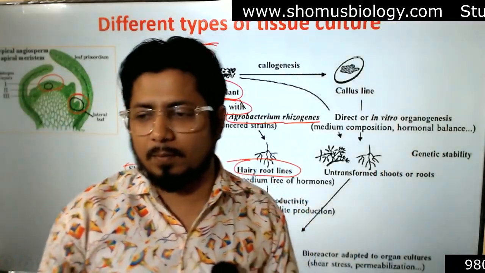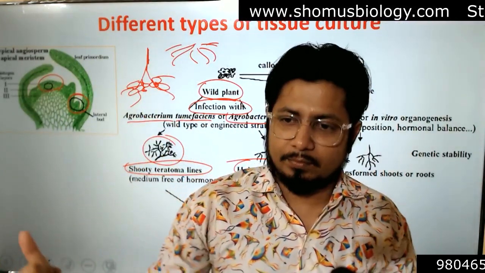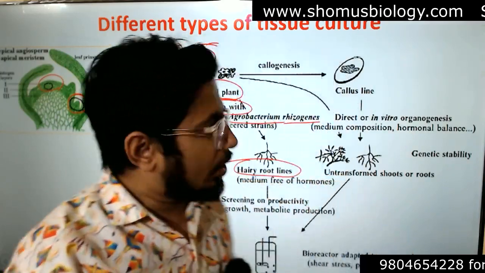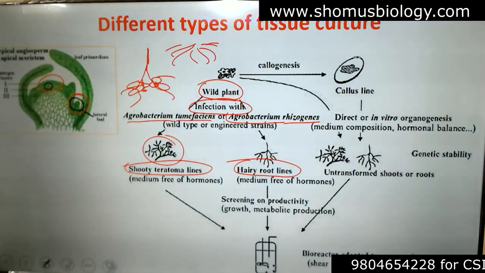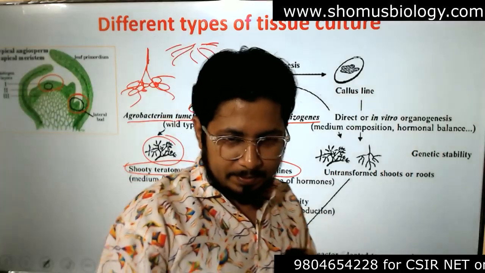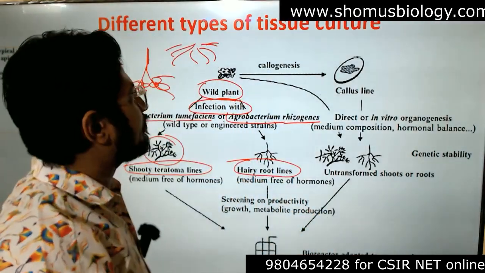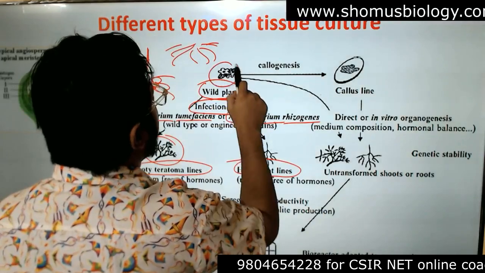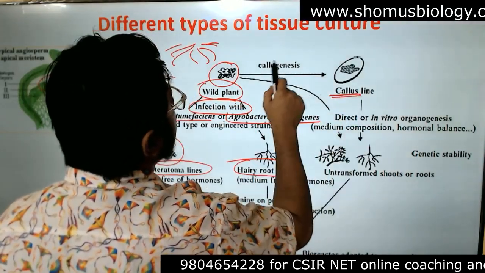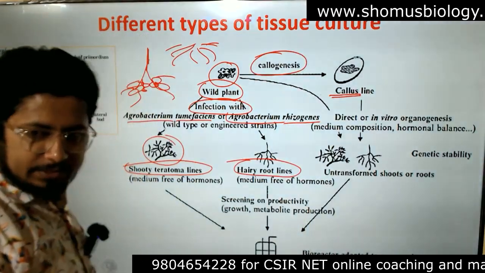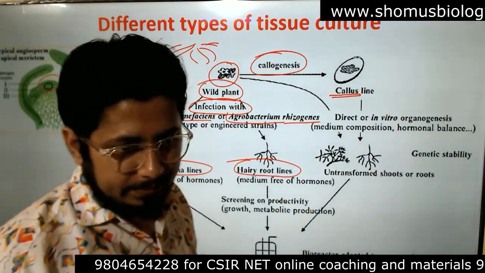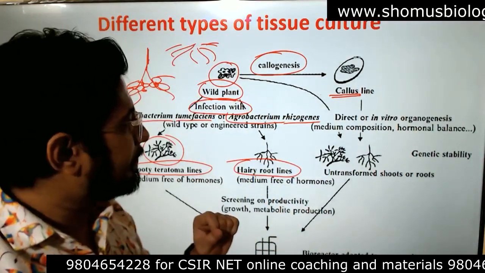That's an even more complicated form, where we extract the cell, we transform it, then we allow it to grow and culture. But in normal mode we simply take out the plant cells and place them on the media with proper nutrients and proper environmental parameters, and they will grow. On the other hand, the wild type plant can produce what is known as callus in the process known as callogenesis. Callogenesis is the process of callus formation from the wild type plant. So from the wild type plant callus is formed, okay.